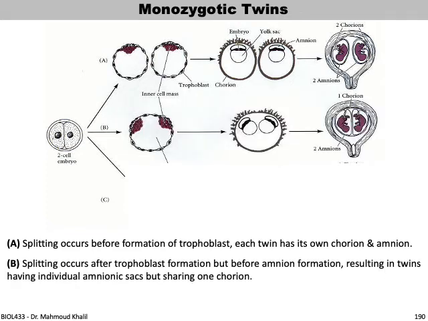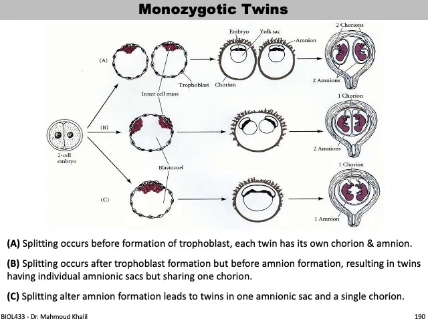In other cases, splitting occurs after trophoblast formation but before amnion formation, resulting in twins having individual amniotic sacs but sharing one chorion envelope. In the third developmental phase, you can see that the splitting after the amnion formation leads to twins in one amniotic sac and a single chorion, and these are the twins that look like identical twins.